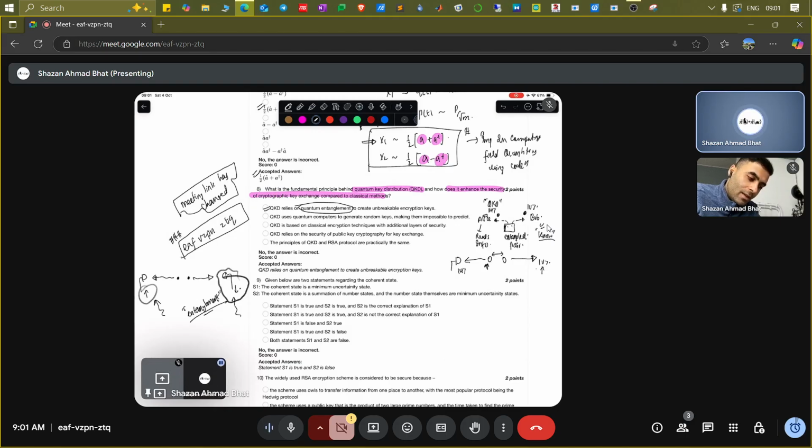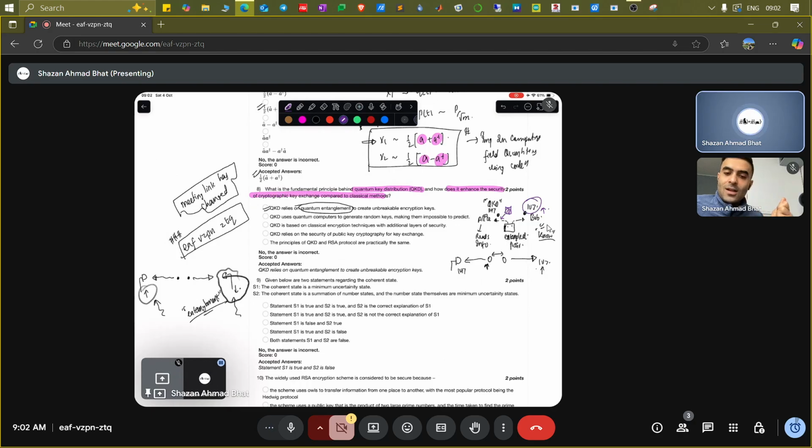So if there is an eavesdropper in between, and the eavesdropper tries to catch this photon, they are going to read the photon and collapse its wave function, and Bob is going to know that somebody has read this photon. Bob's wave function is also going to collapse. Because these are entangled, whatever happens with one of the photons is going to happen with the other photon.